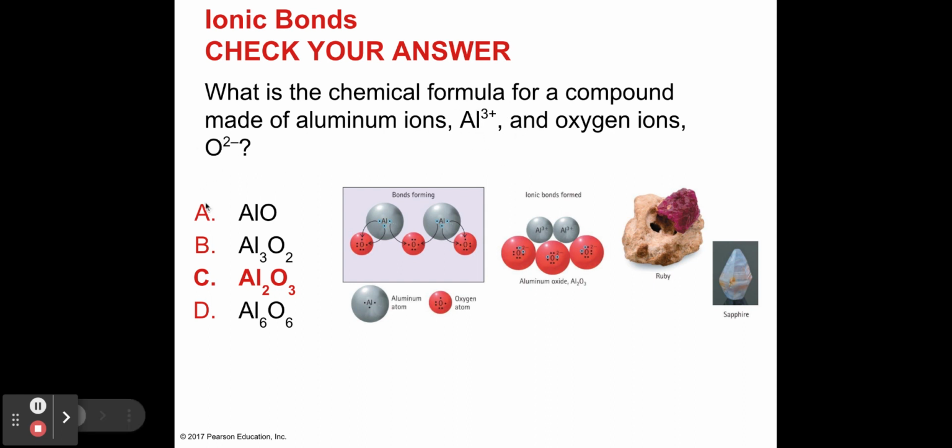So the total charge contributed by oxygen will be -6, while the total charge contributed by aluminum will be +6. Okay, so if you look at it, I need three oxygen to balance the charge of two aluminum, and that is the compound right here.